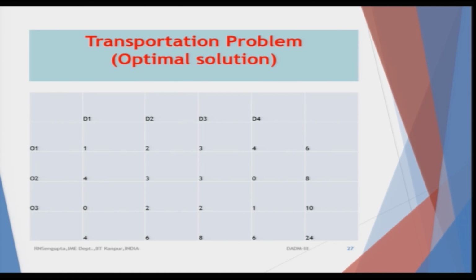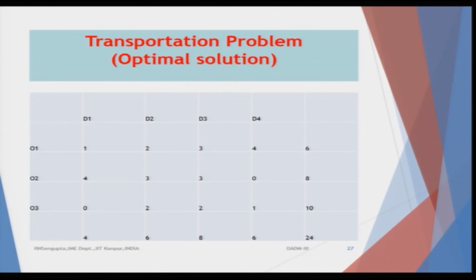Remember this 0 cost means that whatever transportation you do between O2 and D4, the cost per unit is 0. So the amount you transfer will have 0 cost, but the total cost would not be 0 always for the whole structure, because you cannot transport more than the requirement, or more than what is being supplied from either the origins or the destinations.